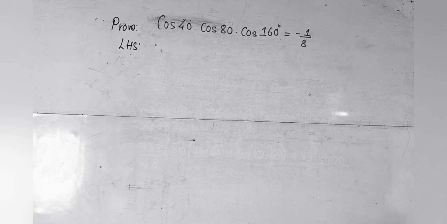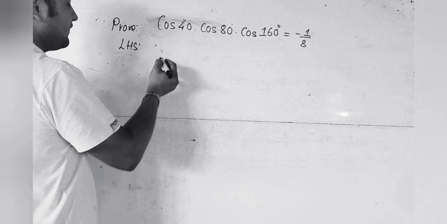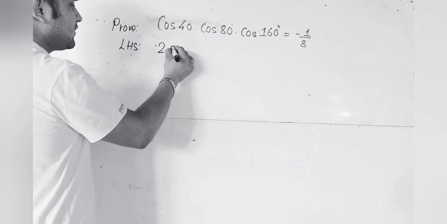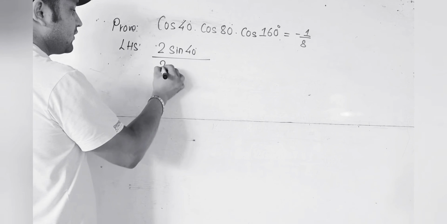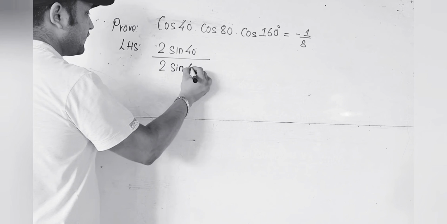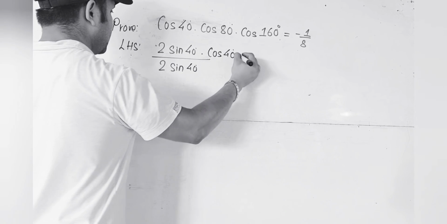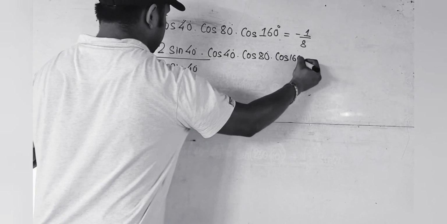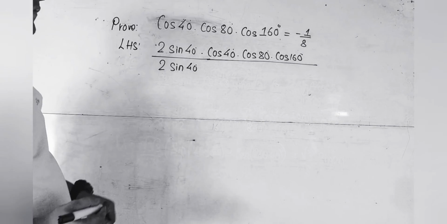Okay, we have here cos 40 into cos 80 into cos 160 to be proven as minus 1 by 8. We'll start from the left hand side. In the left hand side, I can multiply the numerator by 2 sine 40, and in the denominator also I can multiply by 2 sine 40. Now after multiplying with sine 40, we have cos 40 into cos 80 into cos 160 degree. The purpose of multiplying with 2 sine 40 degree is to change it in the form of formula.